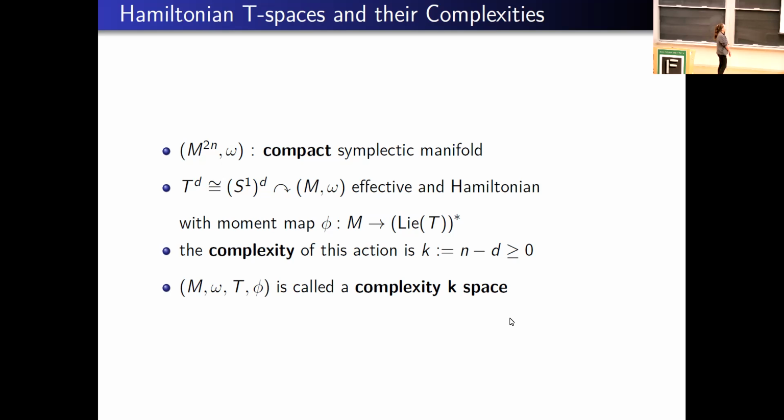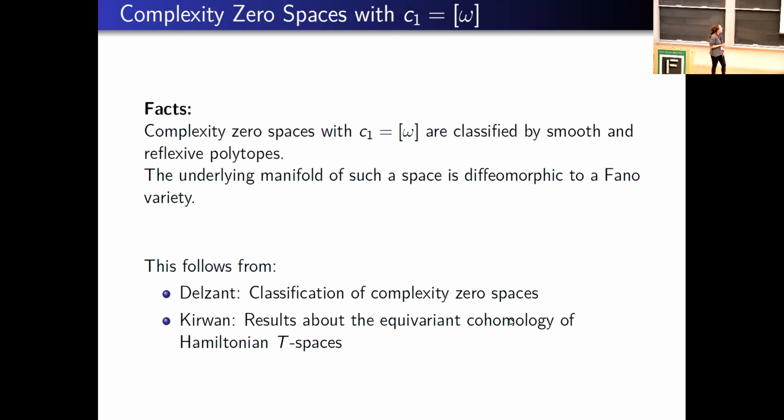And the complexity of the action is the integer given by half of the dimension of the manifold, n, minus the dimension of the torus. And it's well known, because we are assuming that the action is effective, that this complexity is always non-negative. I wanted to say something about the complexity zero case.